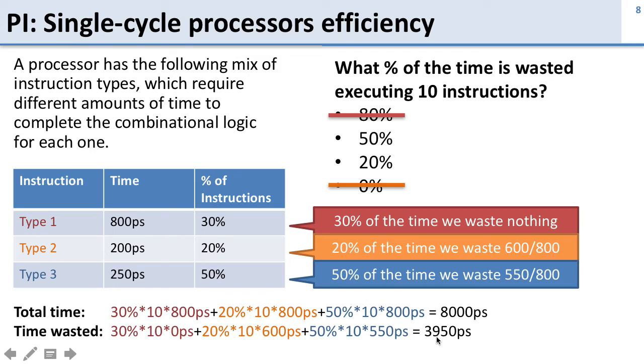So we can calculate how much time we're wasting of that, and then we can calculate the percentage we waste, which is just a fraction of these, or about 50%. So for this example, it's going to be 50%.